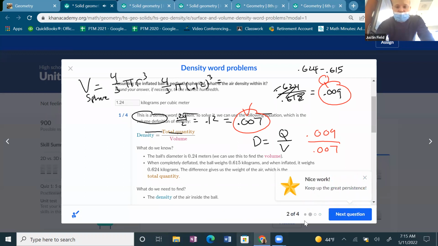So go forth and post in the organizer. All right. Try all these assignments, just like I did.